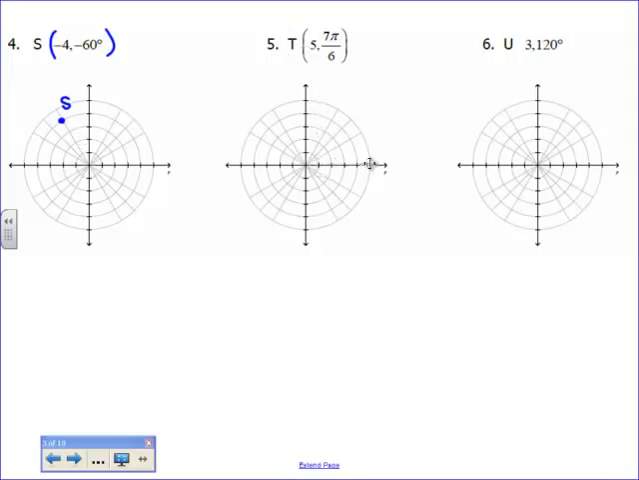T starts at positive 5 on the polar axis, 1, 2, 3, 4, 5, and rotates 7 pi over 6. That's a positive angle, so we go counterclockwise. 6/6 of a pi would have been a whole pi, and 1 extra pi over 6 is another 30 degrees. 1 extra pi over 6. There's my T in the 3rd quadrant. My last point is 3, 120 degrees. I'm going to go positive 3 and I'm going to rotate 120, which is that 60-degree reference angle. My point ends up in the 2nd quadrant. We will have practice tomorrow in case you need it on those plotting.